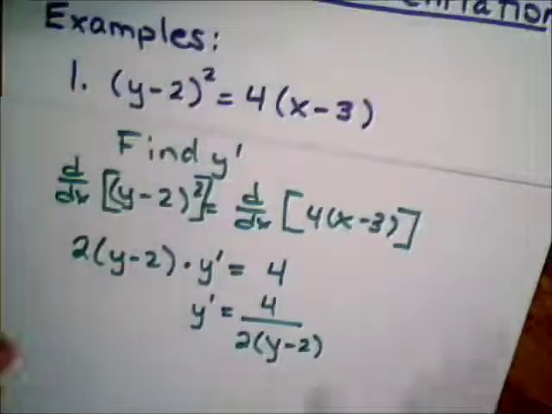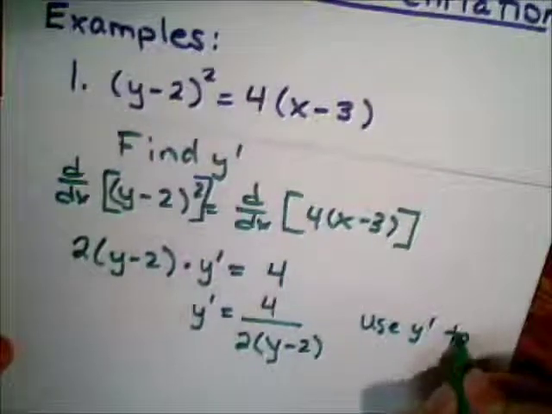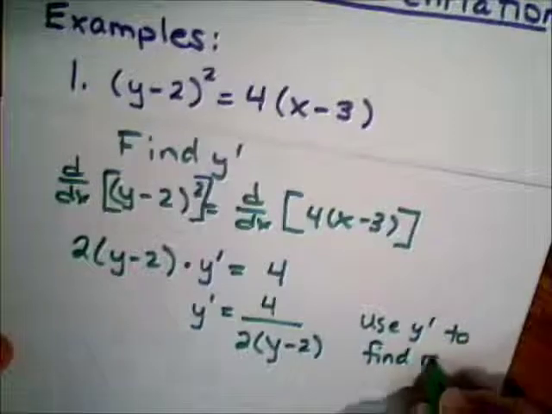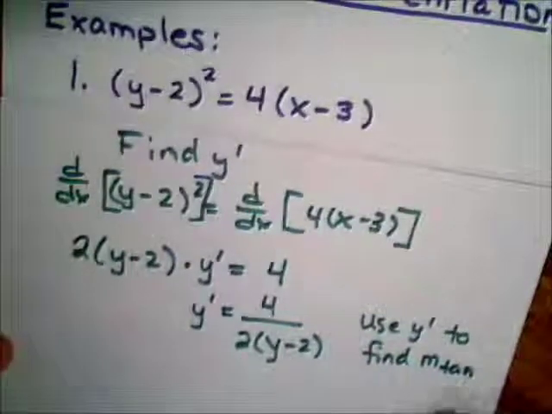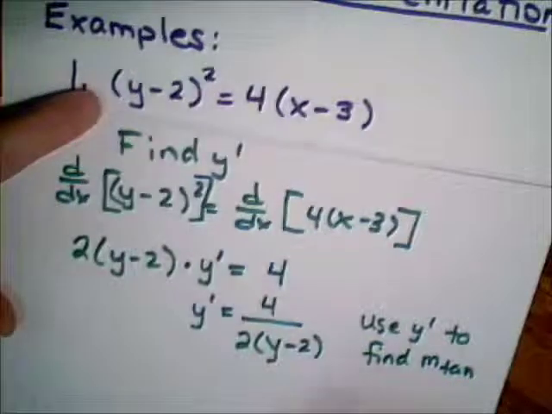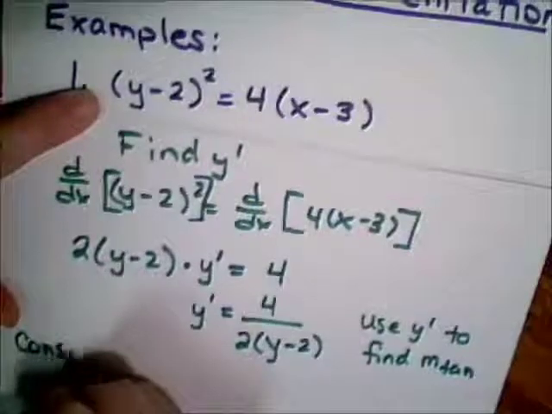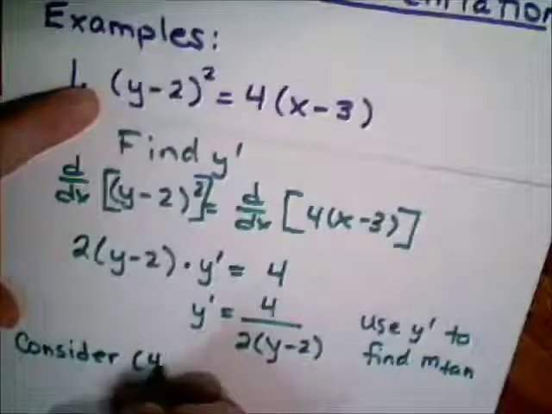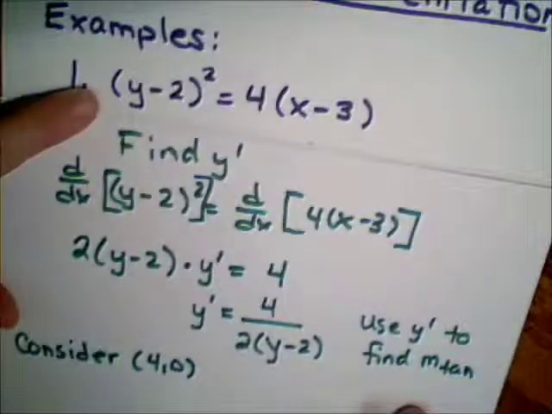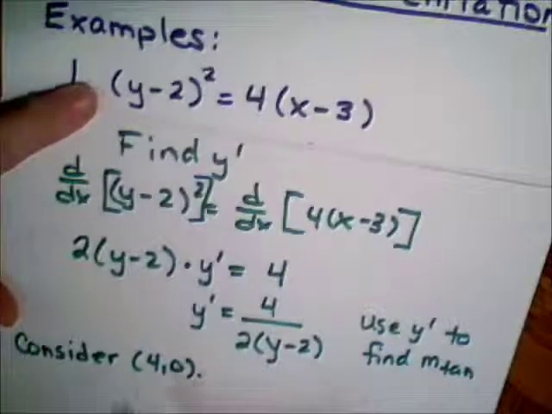Okay, now we use y prime to find the slopes of the tangent lines to the curve, the original curve. Let's pick a point on that curve. So let's consider the ordered pair 4, 0. You want to pause a moment and make sure that 4, 0 satisfies the original.